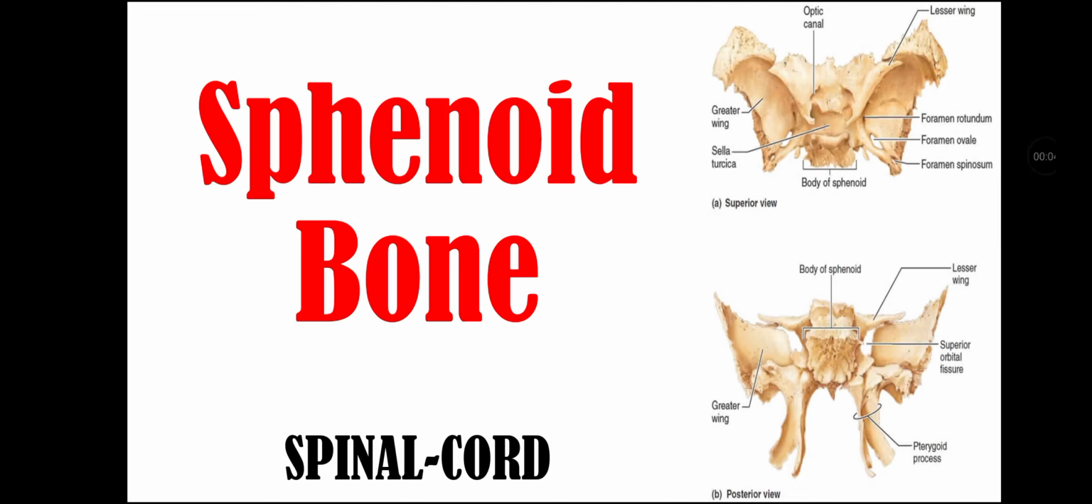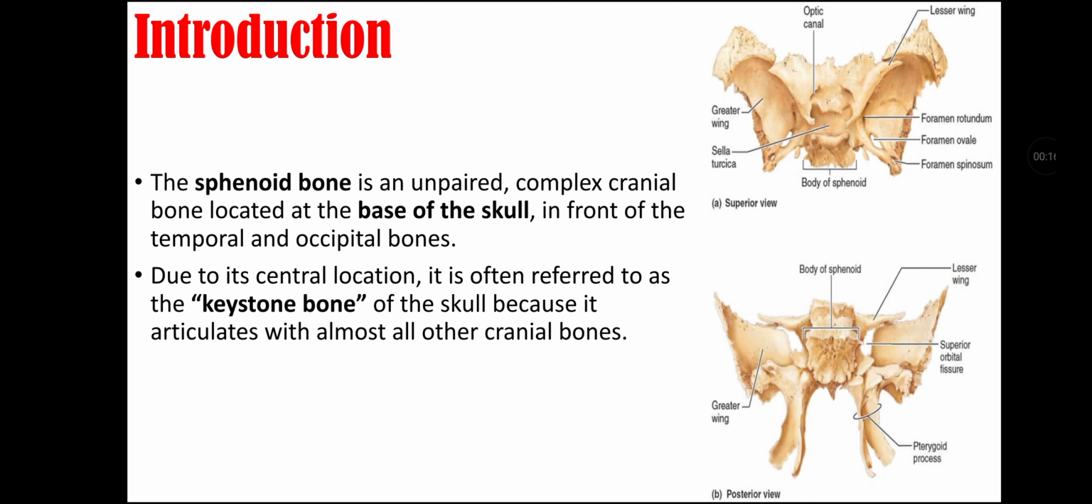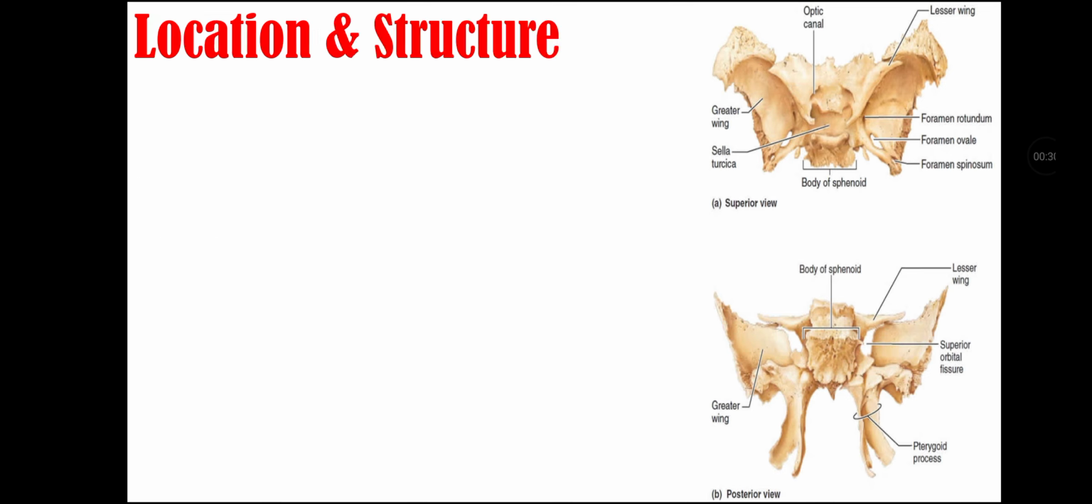Today we are going to talk about sphenoid bone. So let's start our topic with introduction. Sphenoid bone is an unpaired complex cranial bone located at the base of skull in front of temporal and occipital bones. Due to its central location, it is often referred to as keystone bone of the skull because it articulates with almost all other cranial bones. It contributes to the formation of cranial floor, orbits, and nasal cavity.